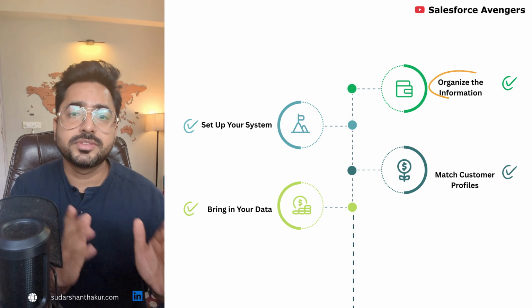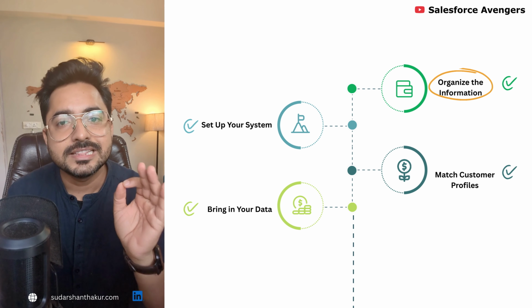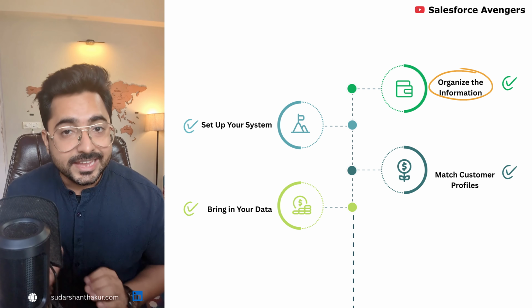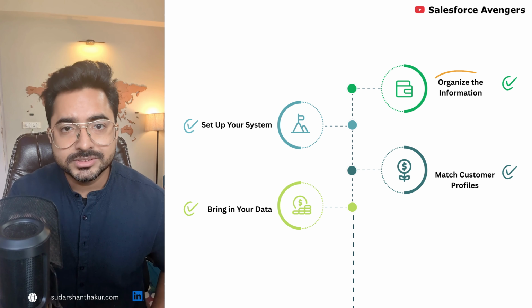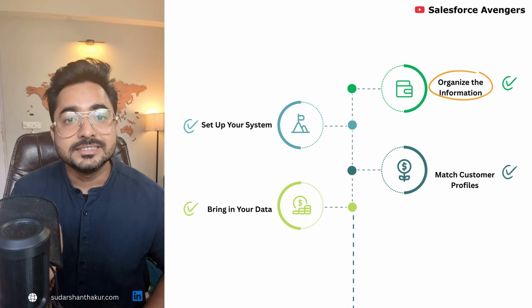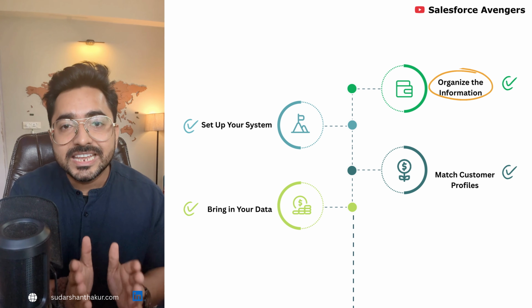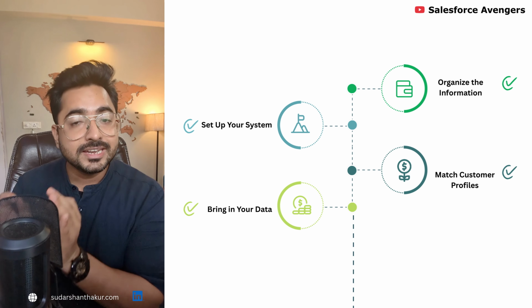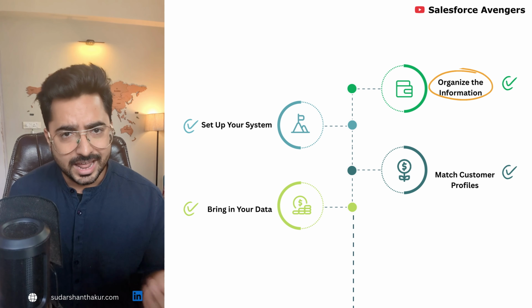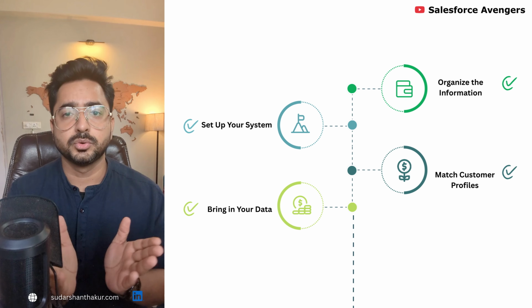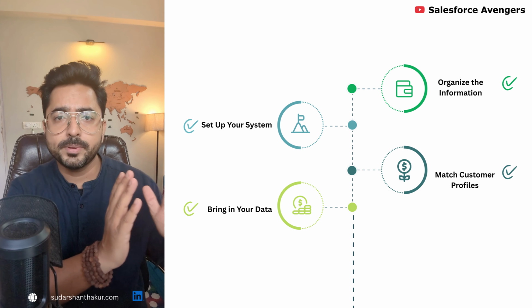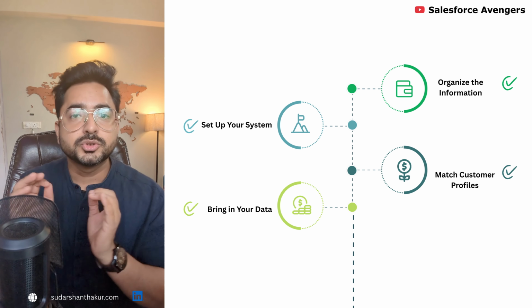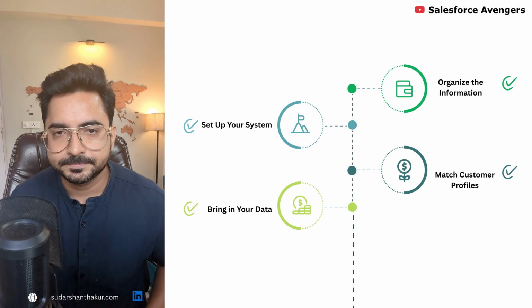Now comes step 3. Organize the information. Each data source may use its own format. This step is where you clean and standardize data so it all fits into one clear layout. Like adjusting all class notes into one format: topic, date, page number, so they are easy to revise.